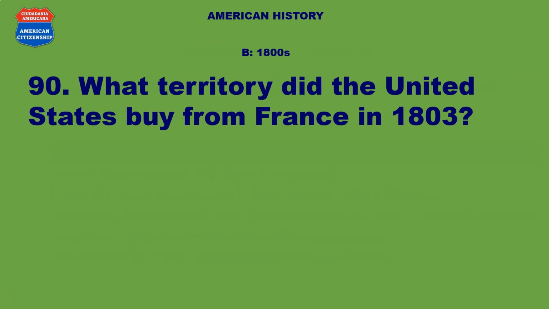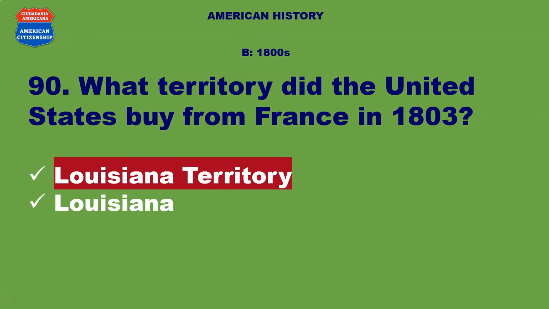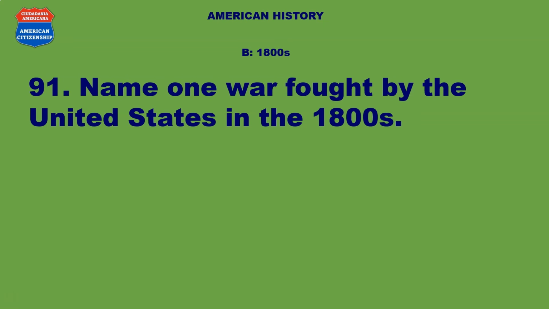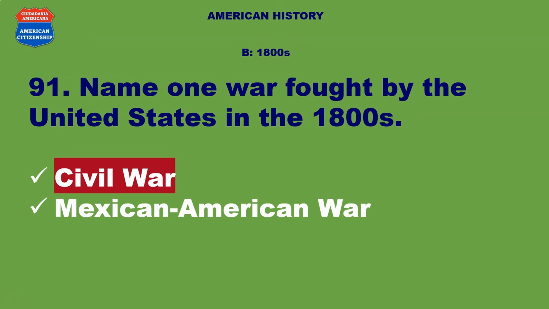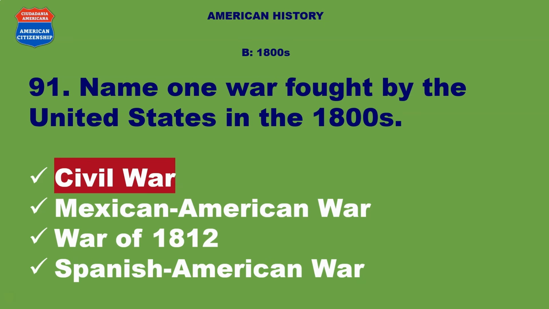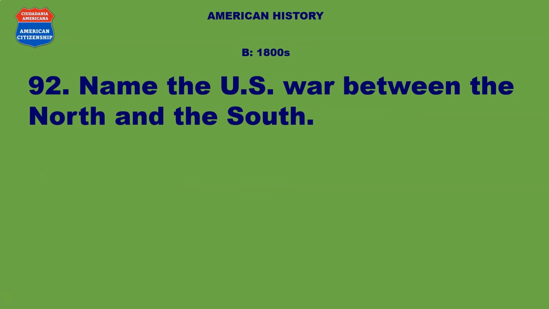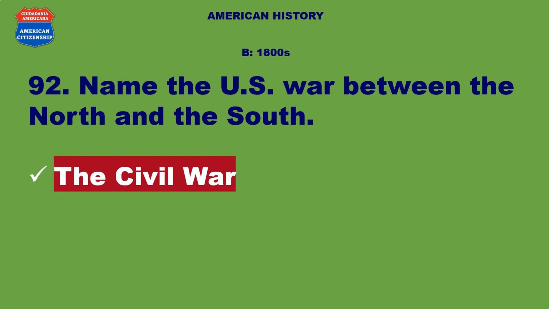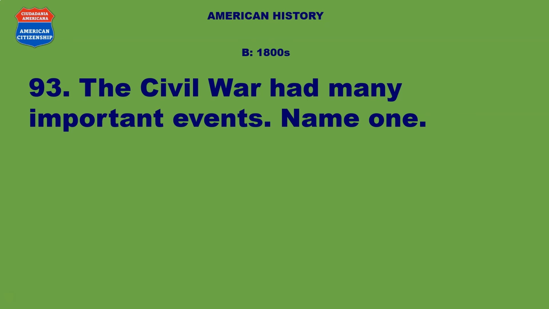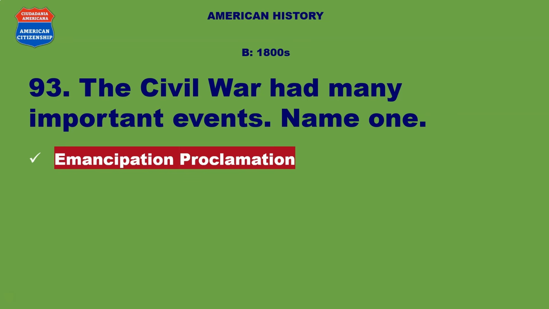What territory did the United States buy from France in 1803? The Louisiana Territory. Name one war fought by the United States in the 1800s. The Civil War. Name the U.S. war between the North and the South. The Civil War. The Civil War had many important events. Name one. Emancipation Proclamation.